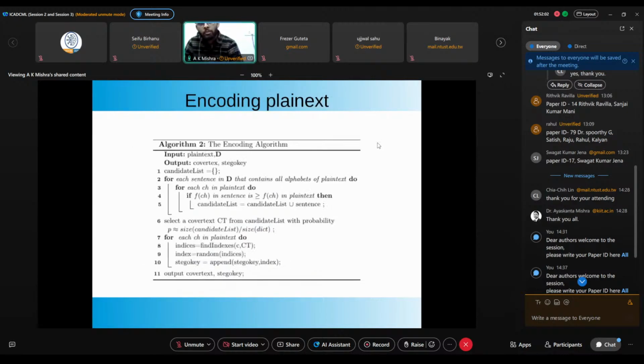So this is how the dictionary was made. After that, we had to encode the plain text. As we said, rather than just randomly selecting the possible cover text, we had to use a frequency based cover text selection method.